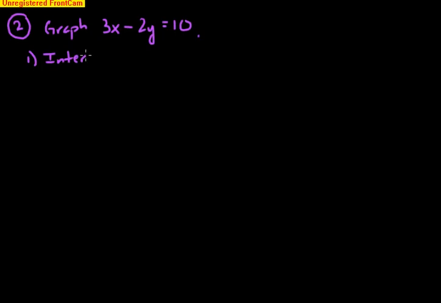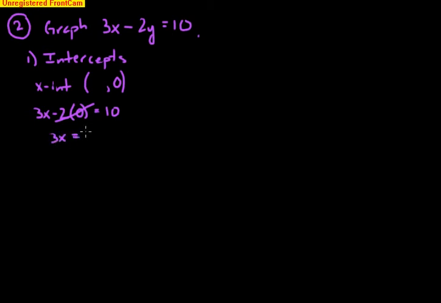To find the intercepts, we're going to plug in zeros for our variables, one at a time. So if we're looking for the x-intercept, the x-intercept is on the x-axis, where y is 0. So we plug 0 in for y. So we do that in the equation. 3x minus 2 times 0 equals 10. This minus 2 times 0 is just minus 0, and it goes away. So we bring down the 3x equals 10, and we divide by 3.